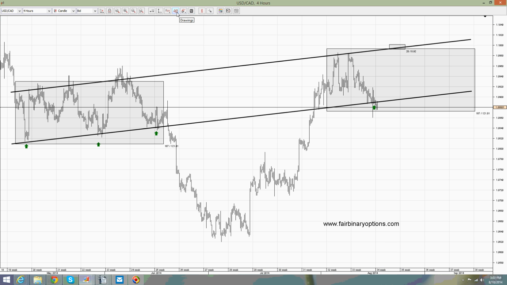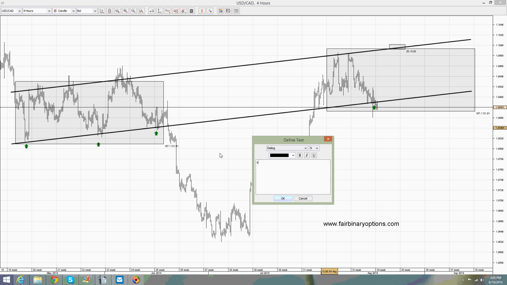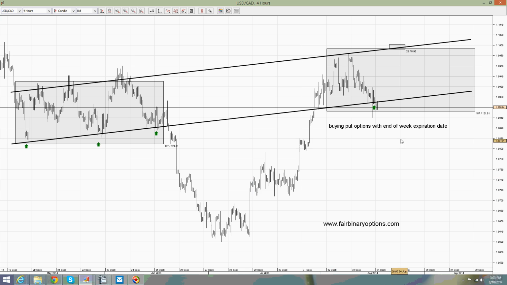So let's write here on the screen that I am buying call options with end of week expiration date for the US dollar and Canadian dollar, and the main reason for it is previous support turns into resistance, and of course support from the left side of the chart projected on the right side of the chart should be enough for our option, in this case a call option.